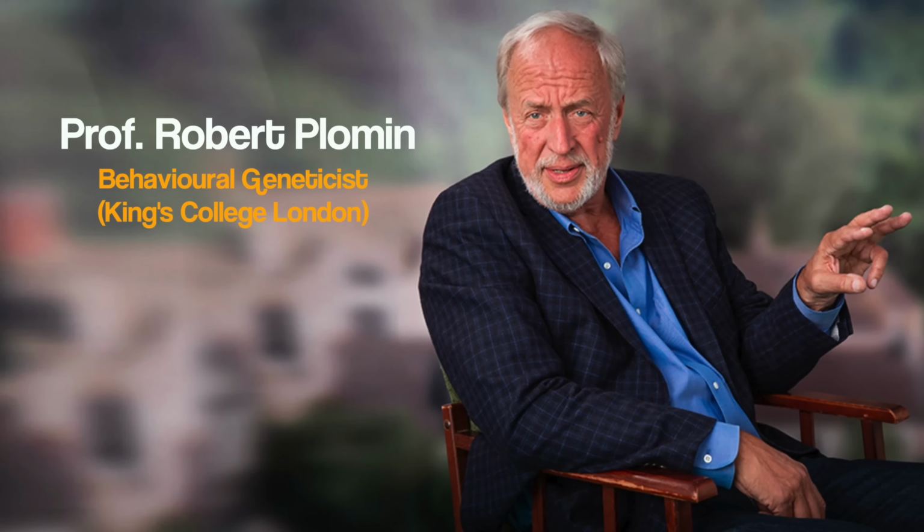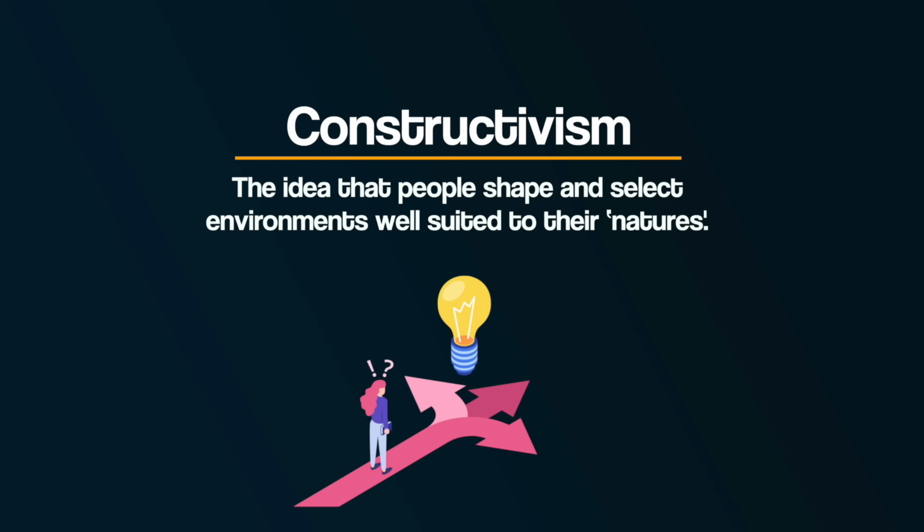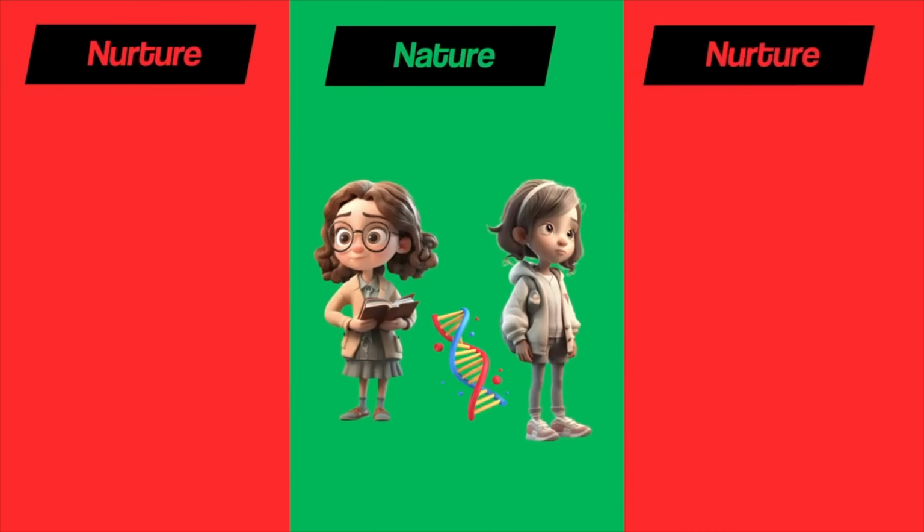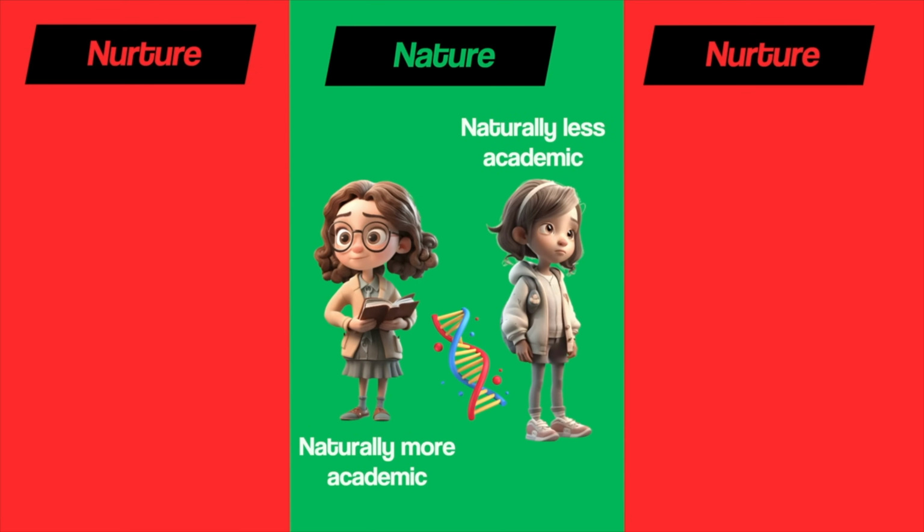The interactionist perspective is also reflected in constructivism. According to Robert Plomin, individuals actively select environments that align with their genetic predispositions, a process known as niche picking. Imagine two sisters reared together, one of whom is naturally more academic than the other. Each will make friends with people they feel comfortable with and who share similar interests.